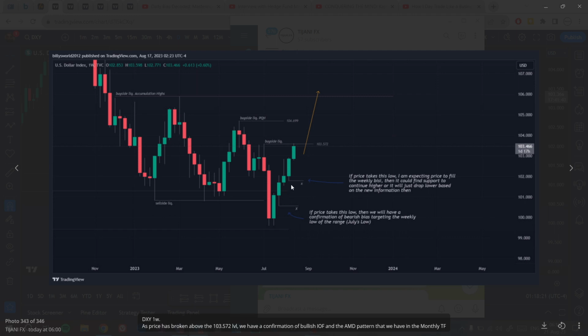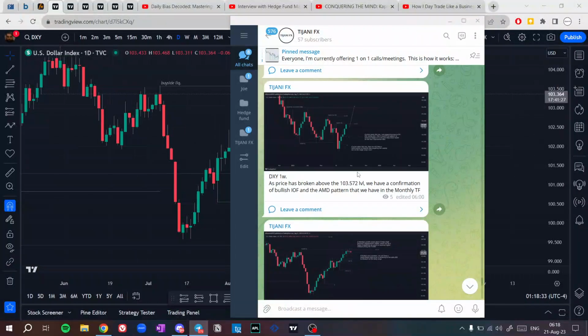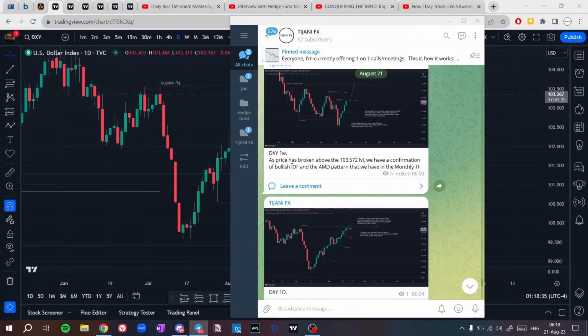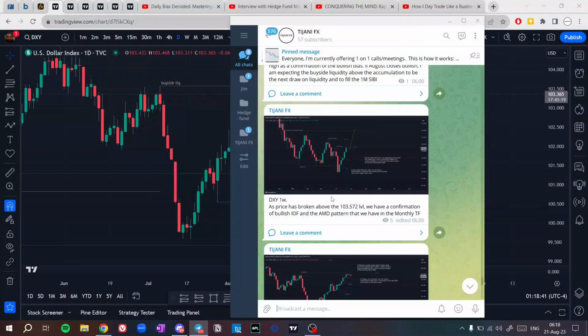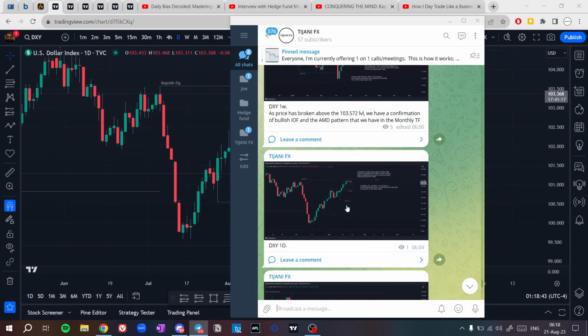These lows here are based on the daily time frame. This is a swing daily low, and this is another swing daily low. As I said, as price broke above this high, we have a confirmation for bullish bias.